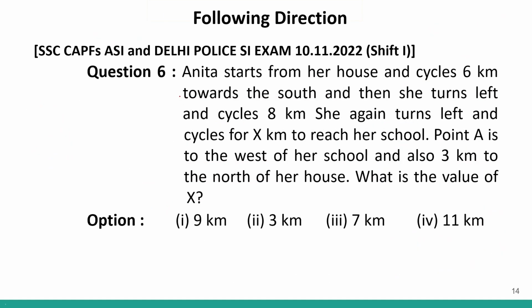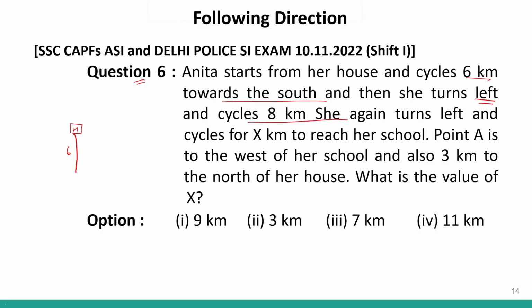Now, question number 6. Anita starts from her house and cycles 6 kilometers towards the south. So let's say this is the house. She goes 6 kilometers towards the south direction. And then she turns left and cycles 8 kilometers.